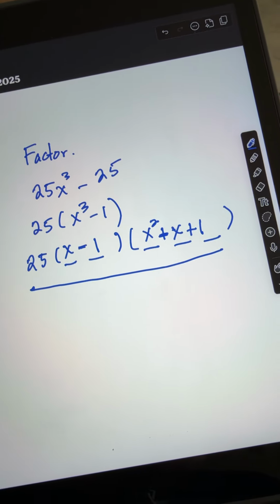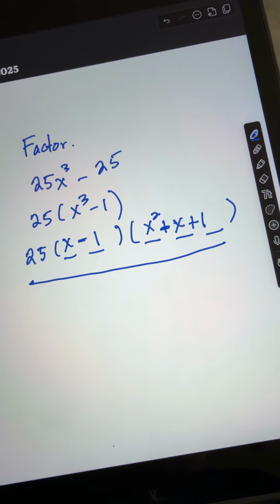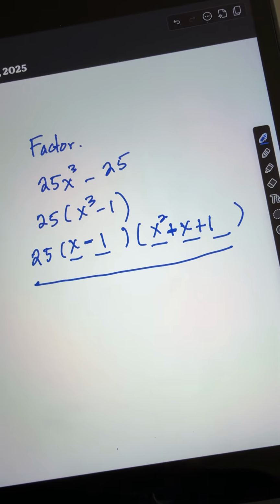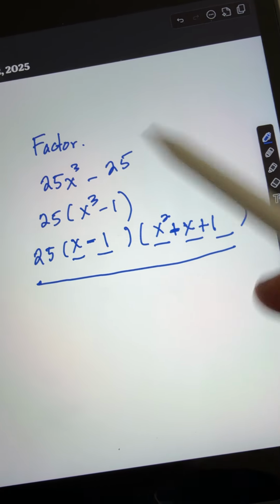I have seen problems where you had to factor 3 times to get it down to its lowest factored form. But in this case, it was just 2.